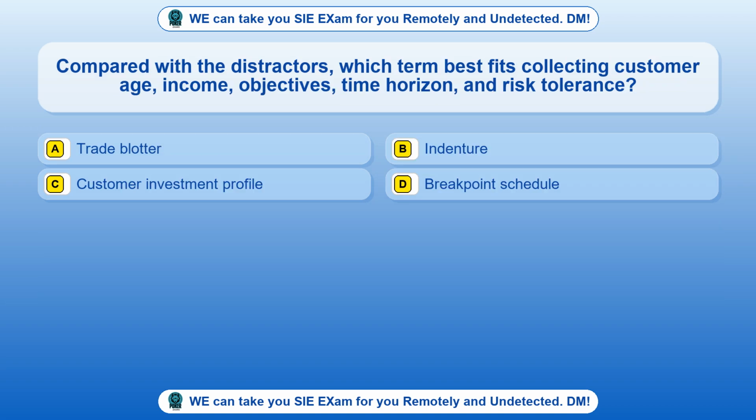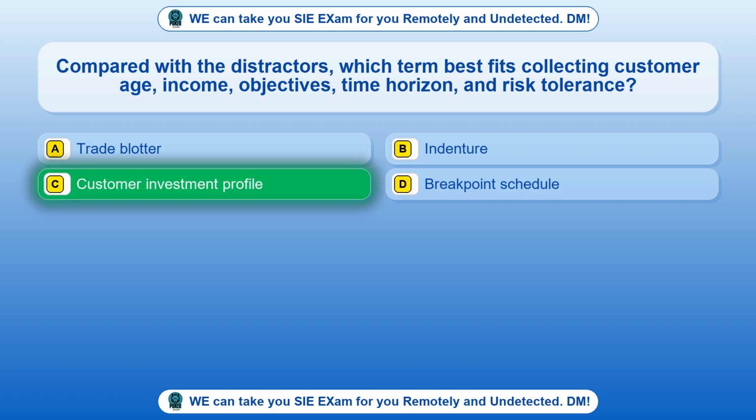Question 55. Compared with the distractors, which term best fits collecting customer age, income, objectives, time horizon, and risk tolerance? Option A, trade blotter. Option B, indenture. Option C, customer investment profile. Option D, breakpoint schedule. The correct answer is option C, customer investment profile.